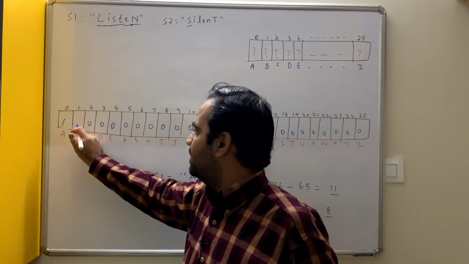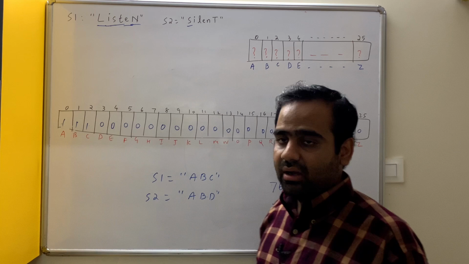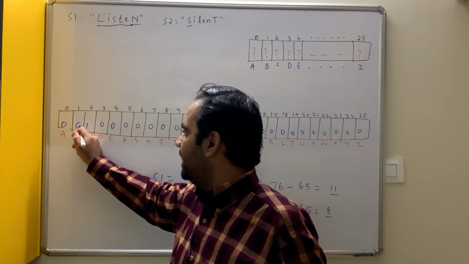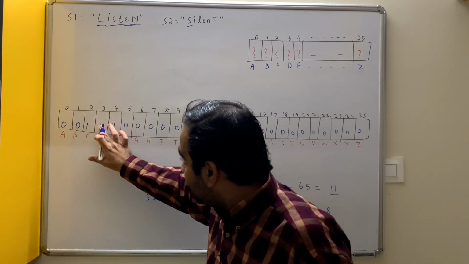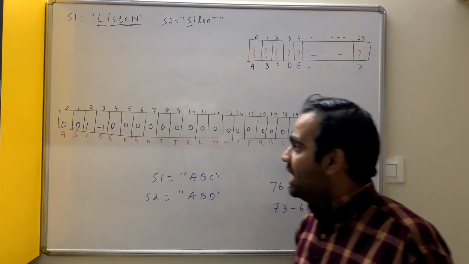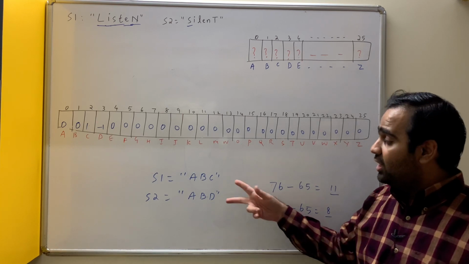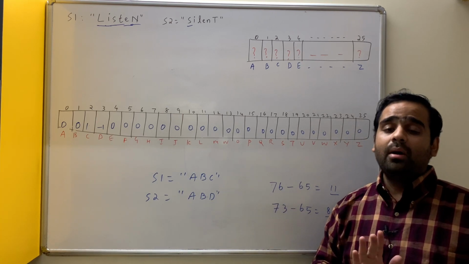B, increment the count. C, increment the count. Now for ABD: A, decrement the count. B, decrement the count. D, decrement the count. It becomes -1. Now at the end, is the complete array 0? No. Therefore, these two strings are not anagram of each other.